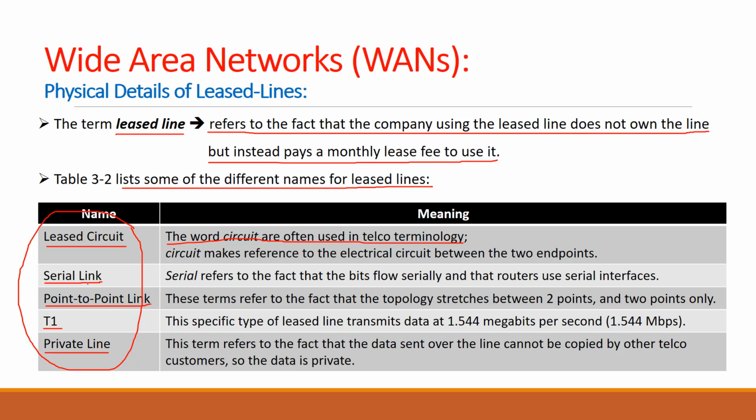Let's give the meaning of the serial link. Serial refers to the fact that the bits flow serially, and that routers use serial interfaces. Point-to-point link. These terms refer to the fact that the topology stretches between 2 points and 2 points only. Point to point, not point to multi-point. We call it a point-to-point link between 2 points only, like that.